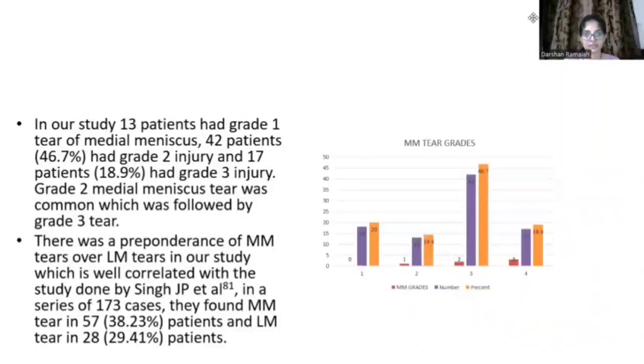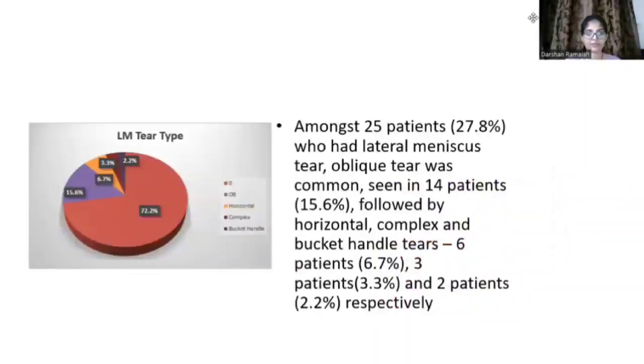In our study, 13 patients had grade 1 meniscal tear, 42 patients had grade 2 meniscal tear, and 17 patients had grade 3 meniscal tear. So the grade 2 medial meniscal tear was common, followed by grade 3 meniscal tear.